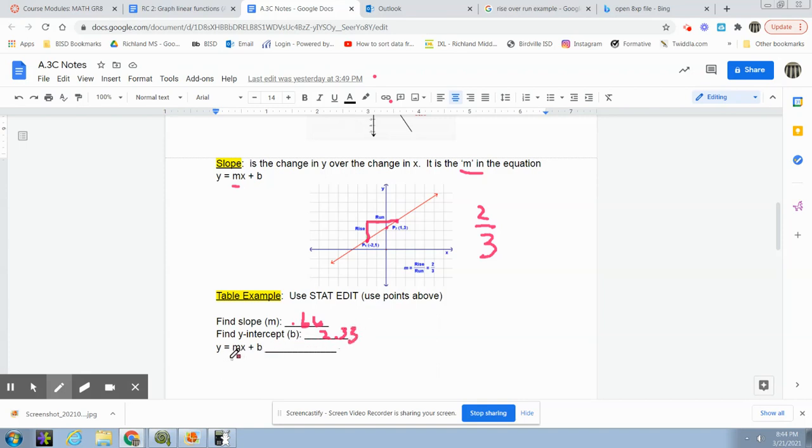And you can write the equation as y equals mx plus b, where your slope is 0.66 and your y-intercept is 2.33. That'll do it for these notes. Hopefully you can look at the graph and figure out the slope, the y-intercept, the zeros, and the x-intercept.